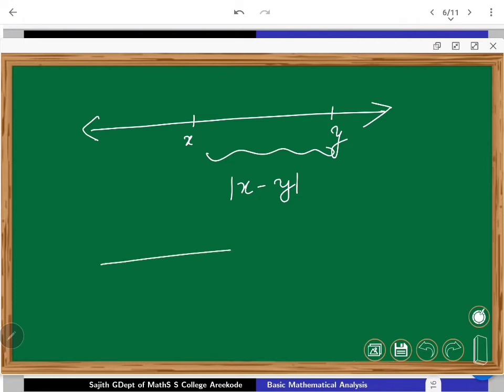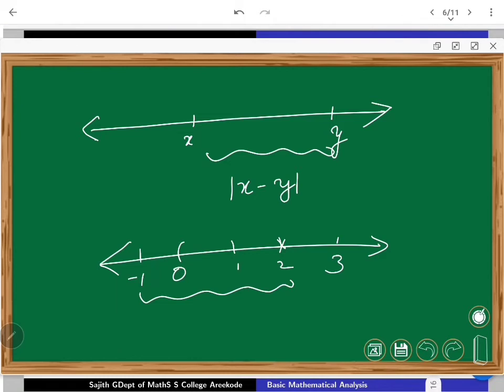One can experience this very easily. If I am looking at the real line very specifically, suppose I have 0 somewhere here, 1, 2, 3 somewhere here. Even here I may write minus 1. If I am looking at minus 1 to 2, so this is my x, this is my y, and try to find out what mod x minus y stands for. It is going to be modulus of minus 1 minus y. y is 2 here. So which actually gives me 3. 3 units are there. So it is giving the distance from x to y.